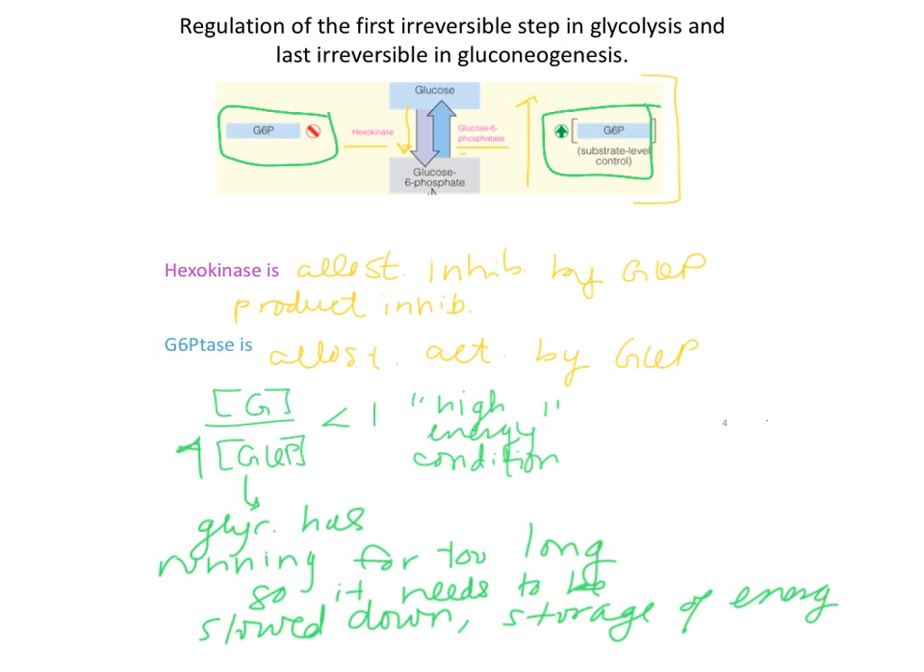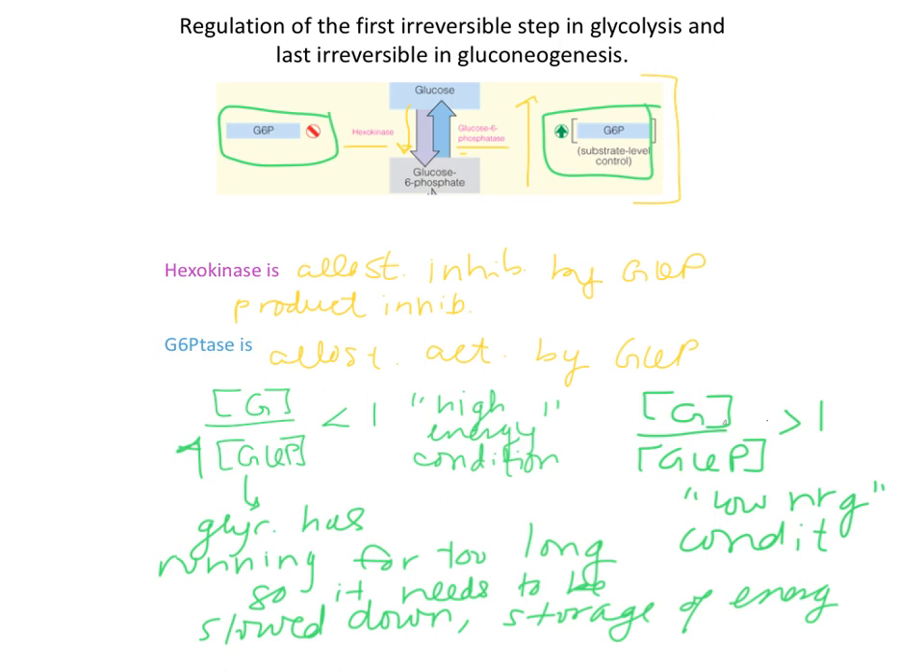The opposite of this is the low energy condition. If you have all of these memorized in one direction, you have them memorized in the opposite. So if we have, again, glucose to glucose 6-phosphate, and that is greater than 1, this is considered a low energy condition.